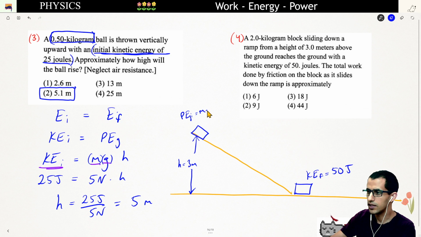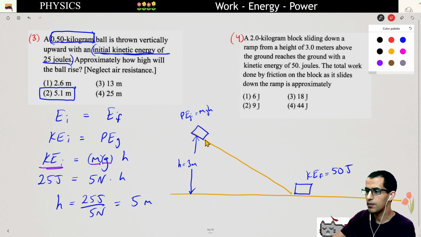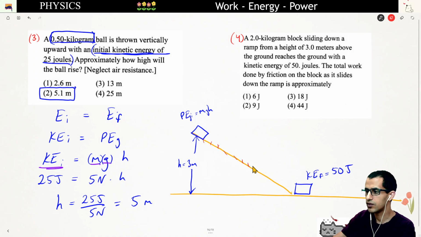This here, of course, is mgh. Now, normally these two values are going to be equal to each other. The initial potential and the final kinetic are equal to each other. But in this case, they're saying there's friction. So there's some amount of energy lost along the track here, along the ramp, that we're going to use Q to represent. So there's some amount of work done by friction that's going to be equal to the heat generated. And so this is our unknown.